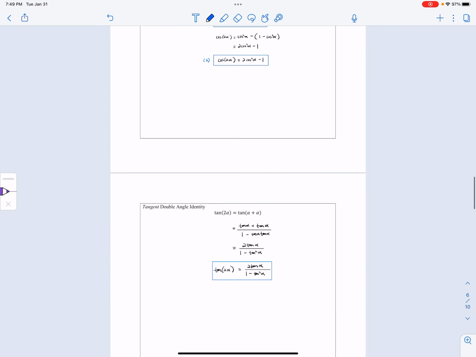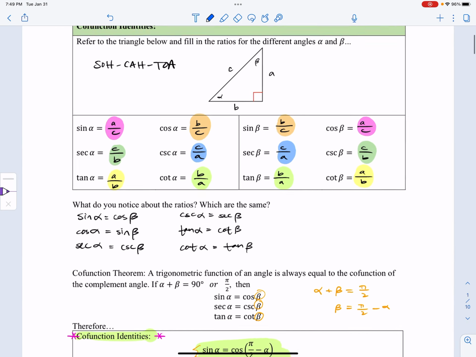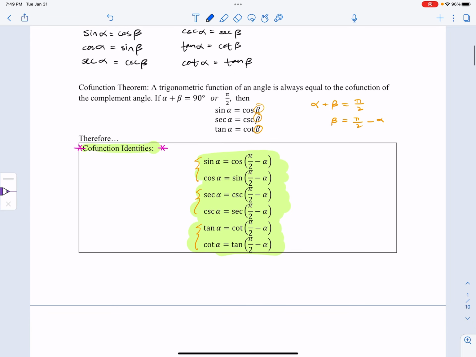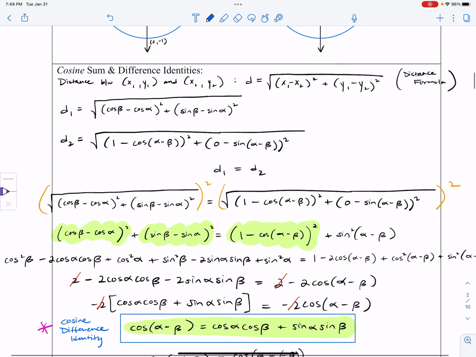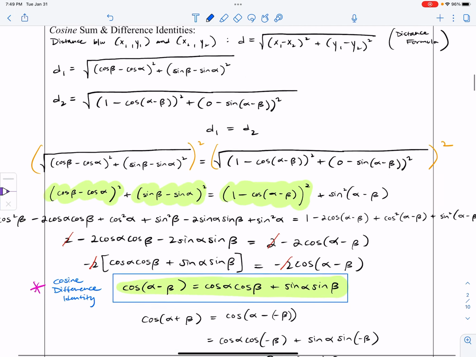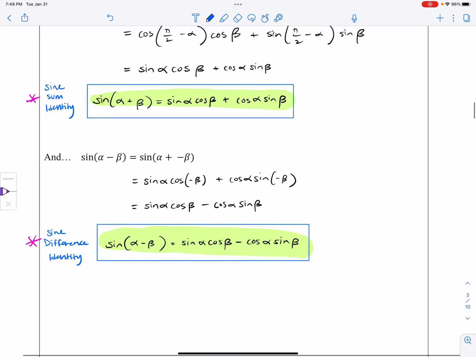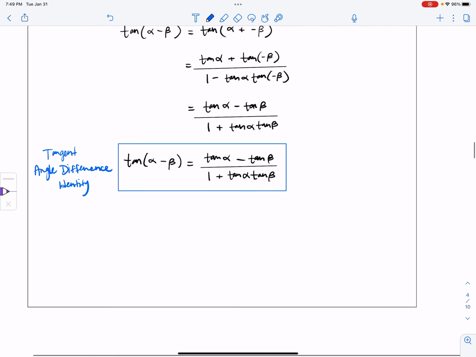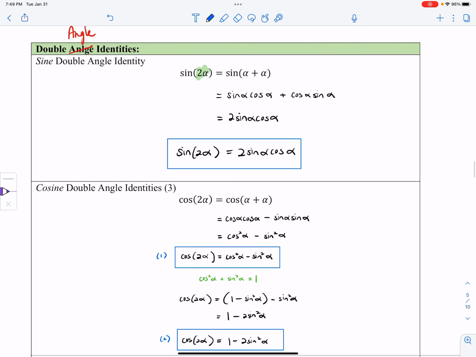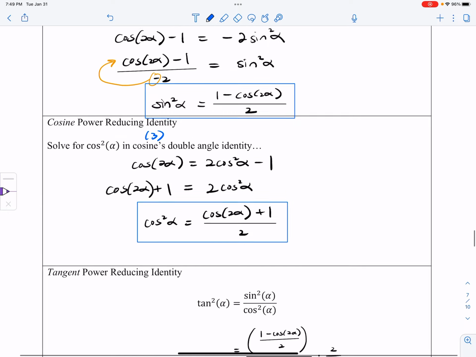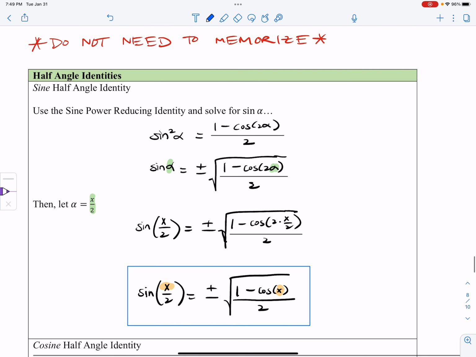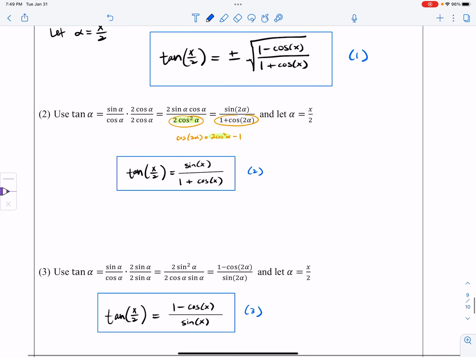Okay, so just to briefly review, you need to know the cofunction identities. You need to know all of the sum and difference identities, so cosine, sine, tangent. You need the double angle identities, all of them. The power reducing identities, all 3. And then you need to know that the half-angle identities exist, but I will give those to you on any assessment.